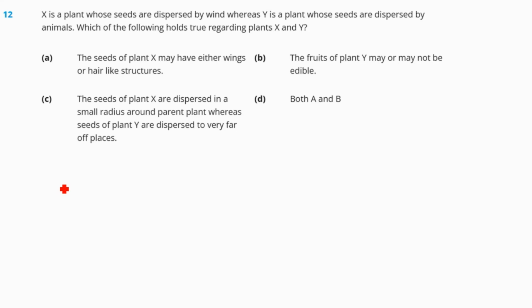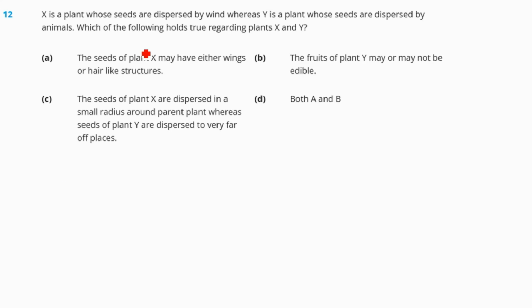Okay, coming to question number 12. X is a plant whose seeds are dispersed by wind, whereas Y is a plant whose seeds are dispersed by animals. Which of the following hold true regarding plant X and Y? A says the seeds of plant X may have either wings or hair-like structure. This is correct.